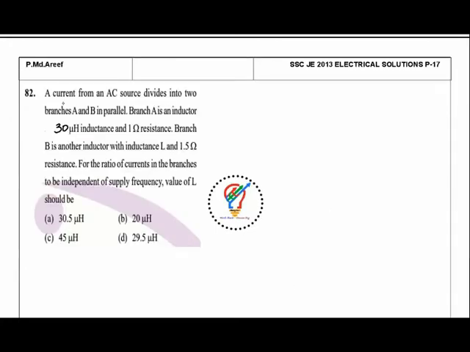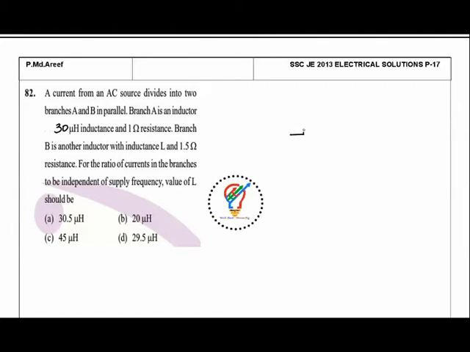Next question. A current from an AC source divides into two branches, A and B, in parallel. Branch A is an inductor with 30 microhenry inductance and 1 ohm resistance. Branch B is another inductor with inductance L and 1.5 ohm resistance. For the ratio of currents in the branches to be independent of supply frequency, the value of L should be. So here there are two branches.